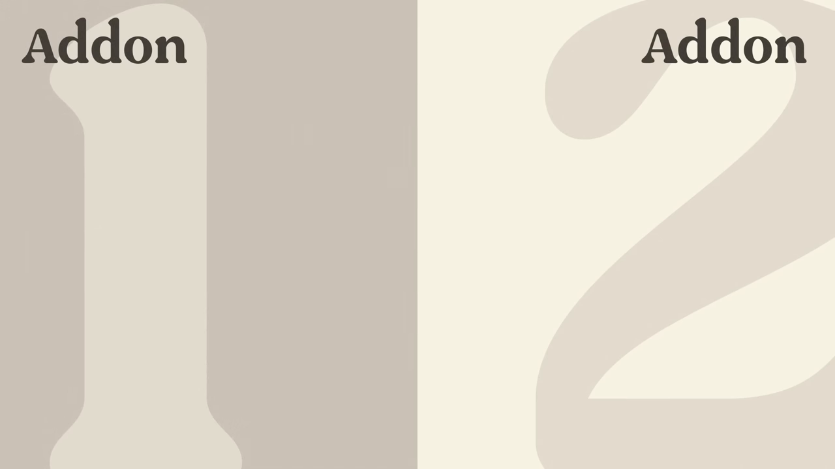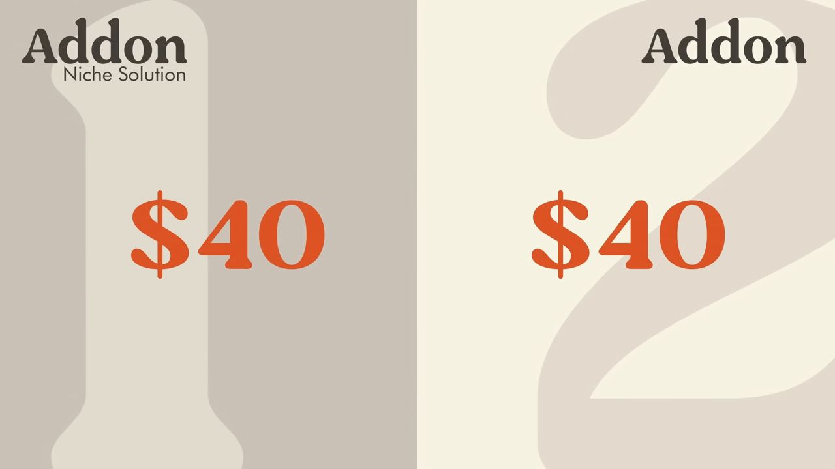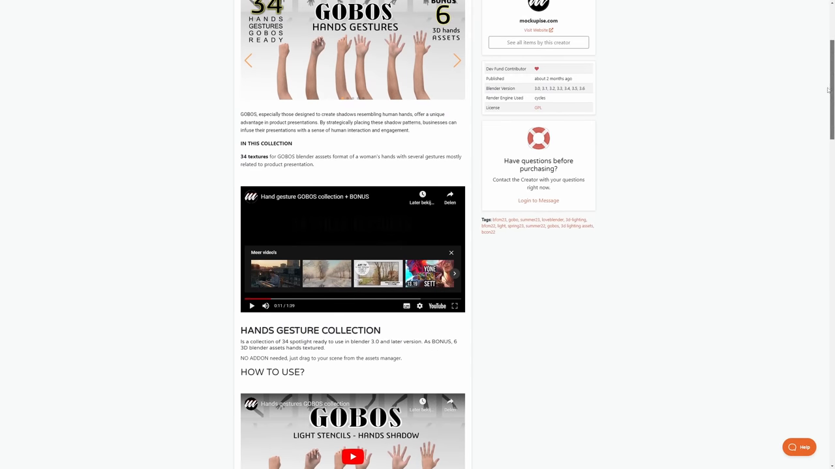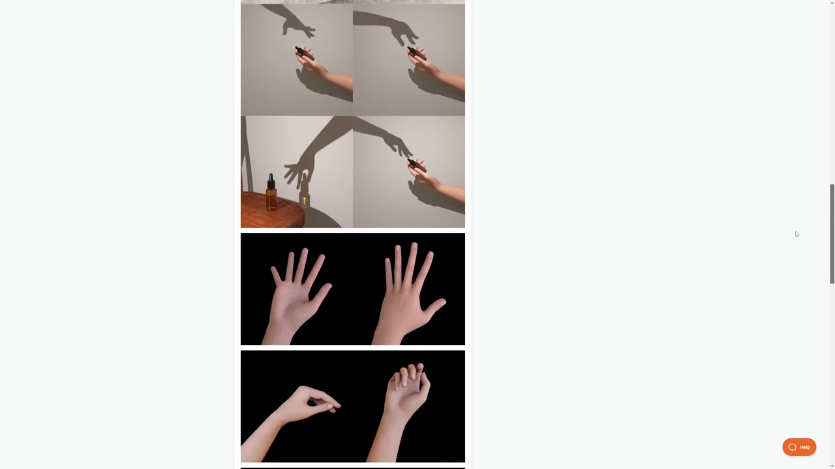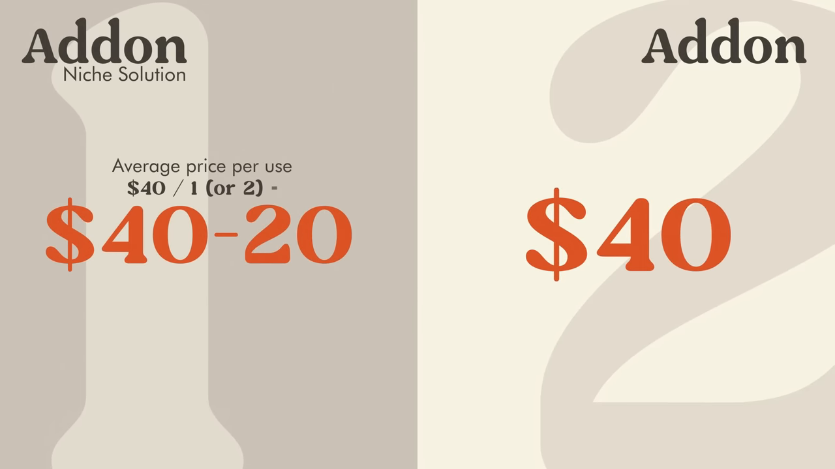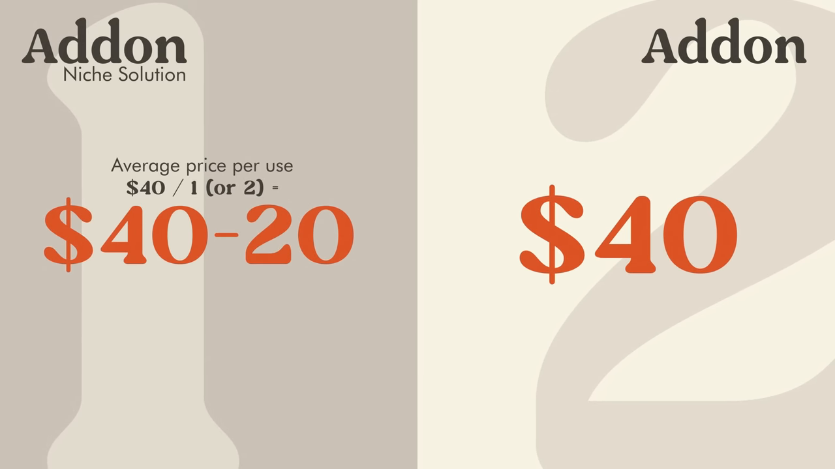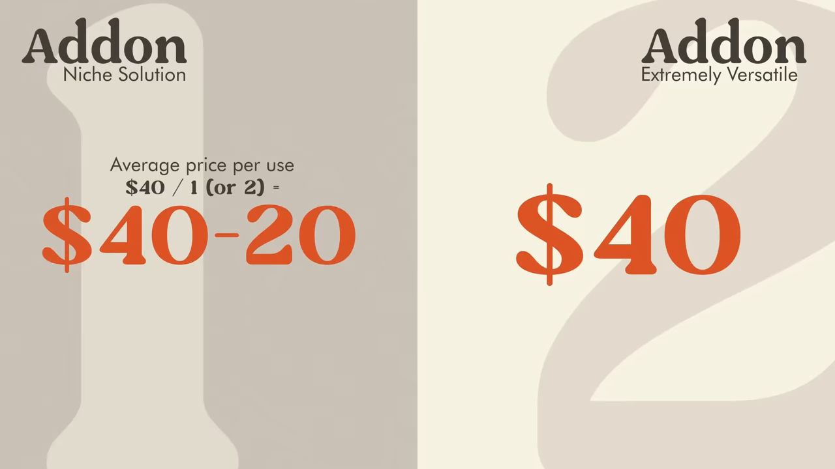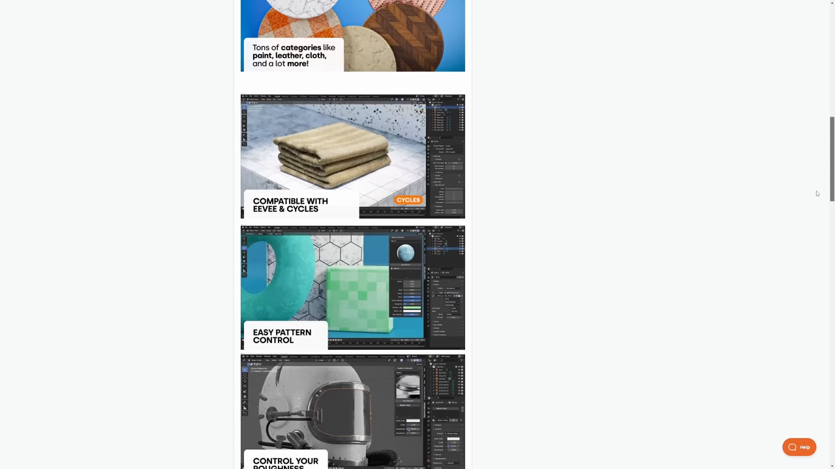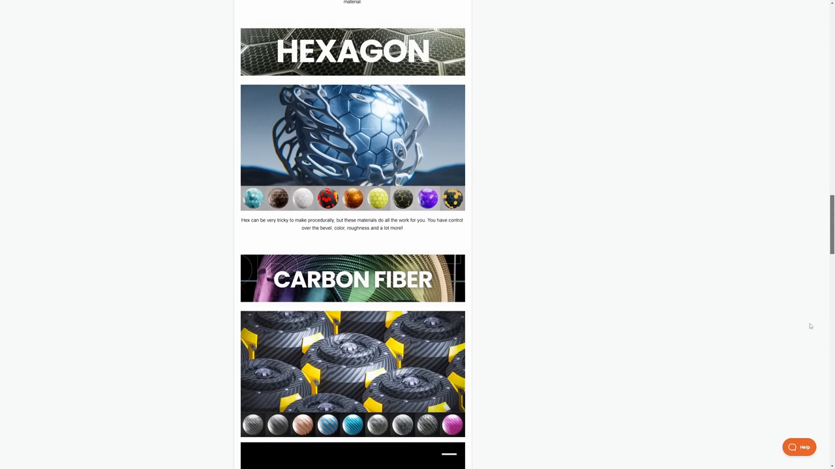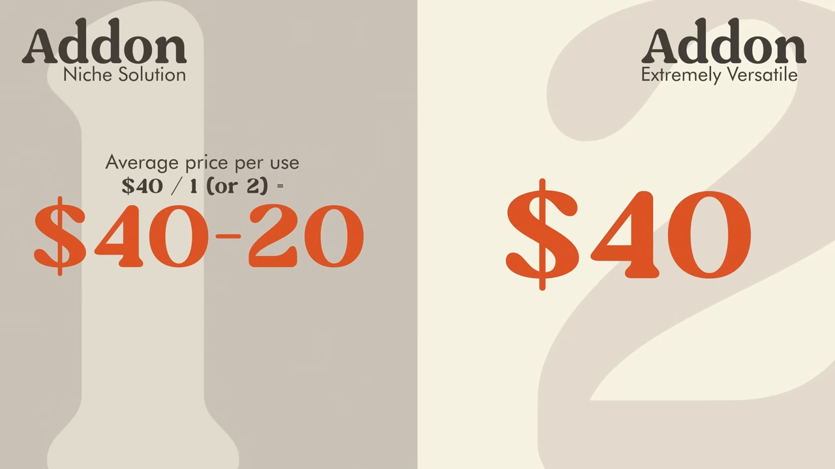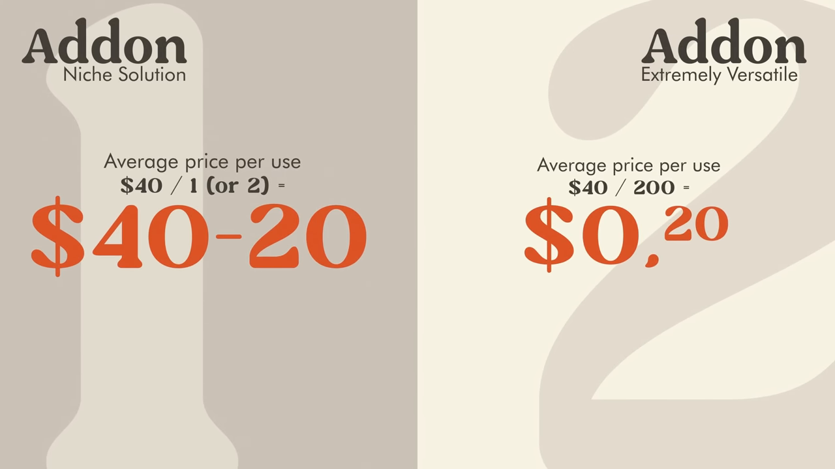Two add-ons, both priced at $40. One add-on provides a very niche solution and you can probably use it once or twice, meaning the average price per use is $40 or $20. The other add-on costs the same, but you feel like you can use it in almost every project you'll ever do. Let's say you'll be able to use it in 200 projects during your career. That puts the average price per use on only 20 cents. Completely different and a clear-cut example of why you want to buy add-ons with a high reusability.